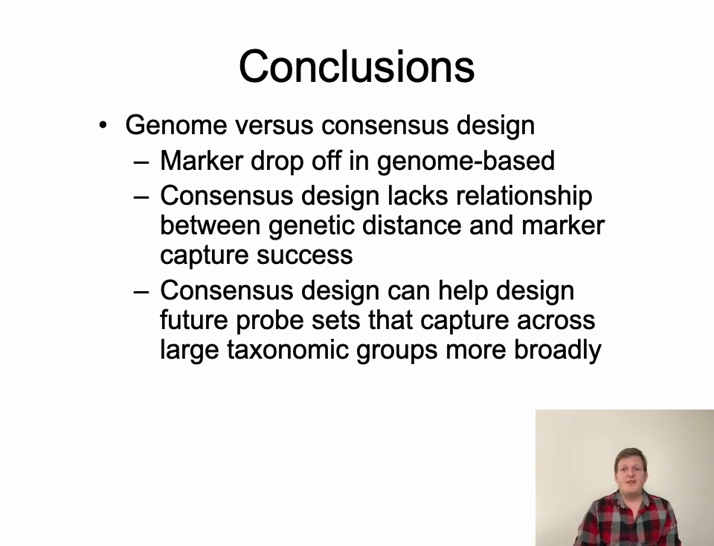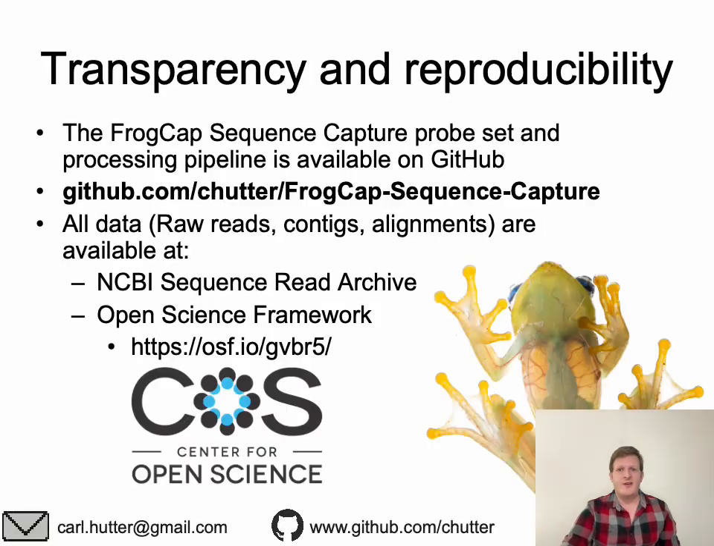And finally, when assessing genome versus consensus-based probe design, we find that the consensus-based designs are superior and do not drop off from a predictable loci effect when comparing genetic distance and various measures of capture success. The genome-based designs all have significant relationships between capture success and genetic distance, which shows the limits of using a single species genome sequence, and how a consensus-based design can lead to more even and broad ability to capture samples across large phylogenetic scales.